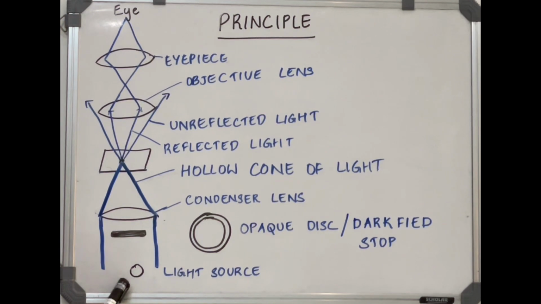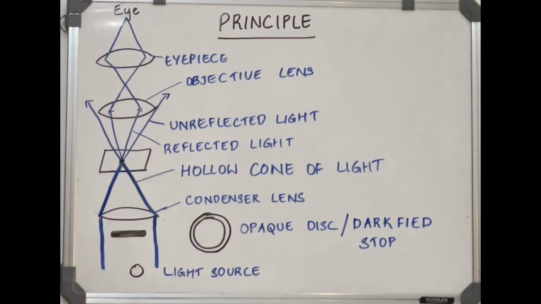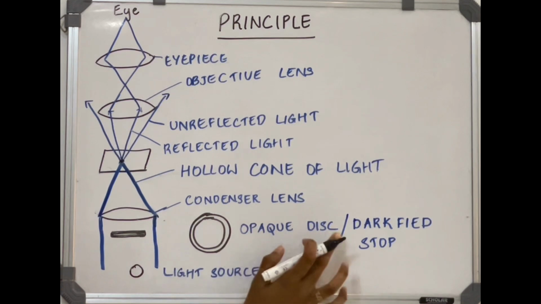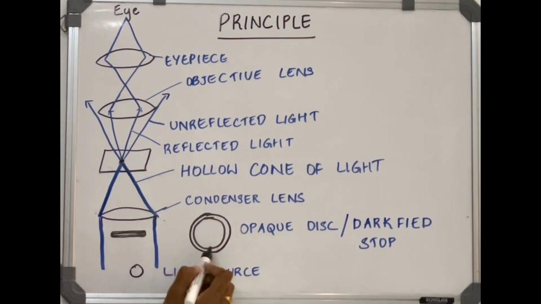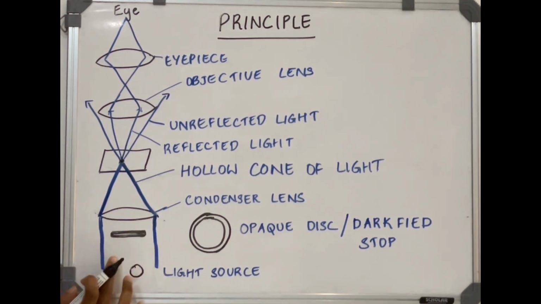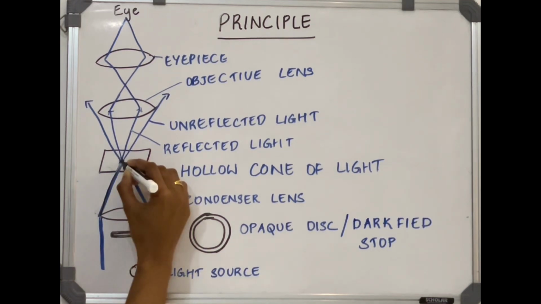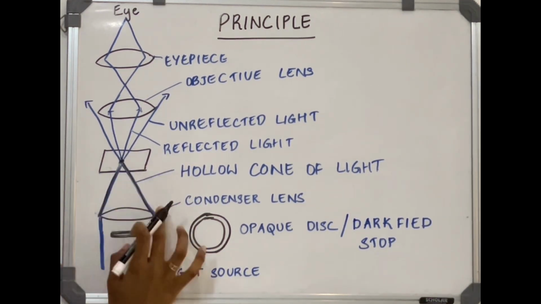You can see here the light source, condenser lens, the specimen placed on the stage of the microscope, the objective lens and the eyepiece. The light source produces light. And we have said that the dark field microscope uses a special type of condenser. That is because just beneath the condenser lens there is an opaque disc, also called the dark field stop. It looks somewhat like this. This opaque disc blocks most of the light entering the condenser lens and produces a hollow cone of light. You can see here, it is producing a hollow cone of light.